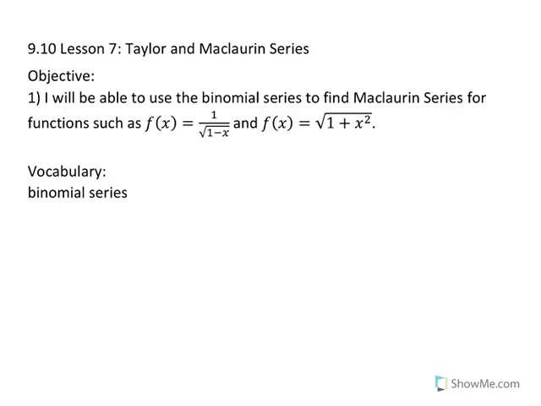9.10 Lesson 7 Taylor and Maclaurin series. Our objective for today's lesson is you'll be able to use the binomial series to find Maclaurin series, which are Taylor series centered at 0, for functions such as f of x is equal to 1 over the square root of 1 minus x, and f of x is equal to the square root of 1 plus x squared.